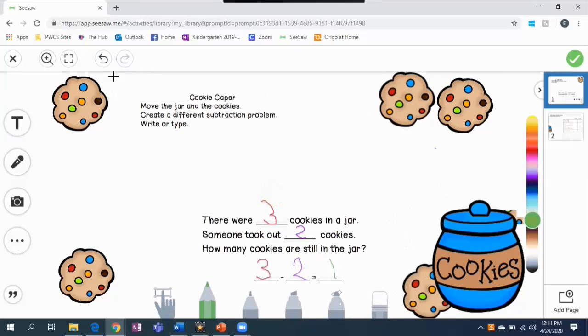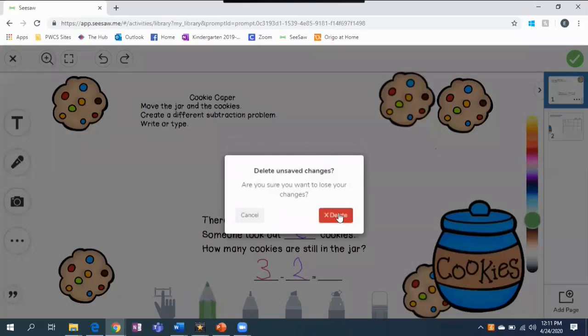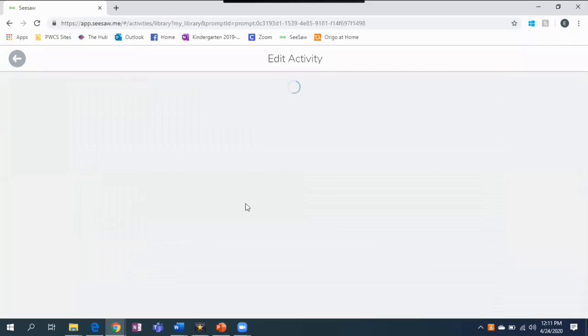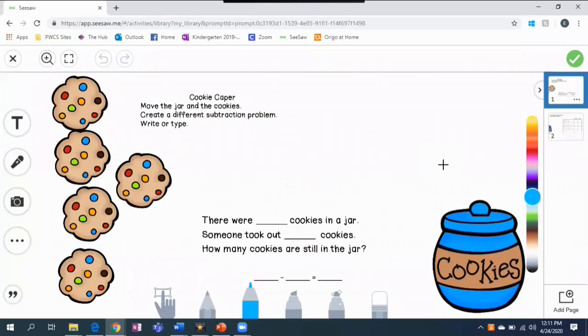Let's do one more together. All right, so same thing. There were, let's do a bigger number this time. There were 5 cookies in a jar, okay? So now I'm gonna write my number 5 down in my number sentence because we started with 5. So let's put 5 cookies in the jar.